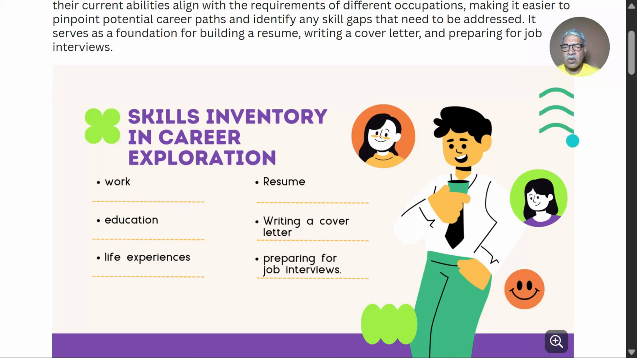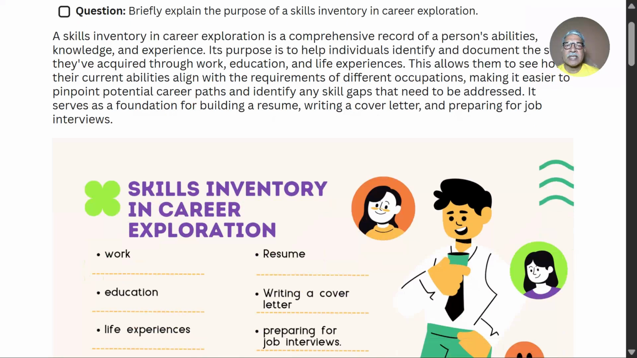So, in your skills inventory, you have the work that you have done, the education that you have completed, the life experiences that you have passed through. So, using all this, you will be able to make a good resume. You will be able to write a cover letter, and you will also be able to prepare for job interviews. So, this is why a skills inventory is required during your career exploration.